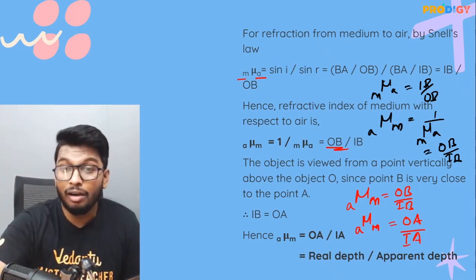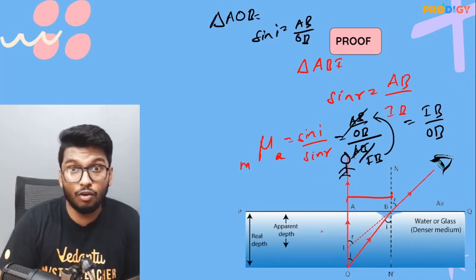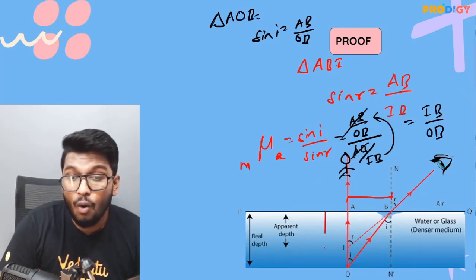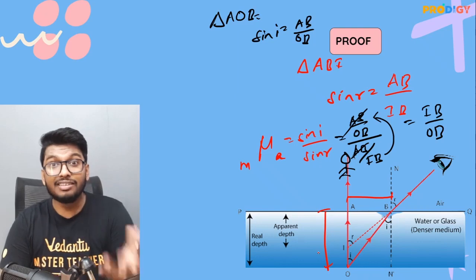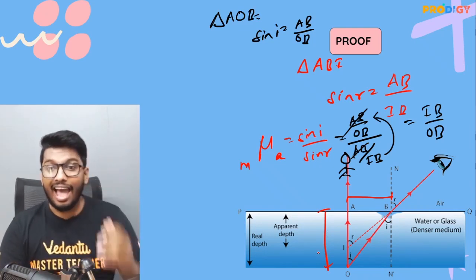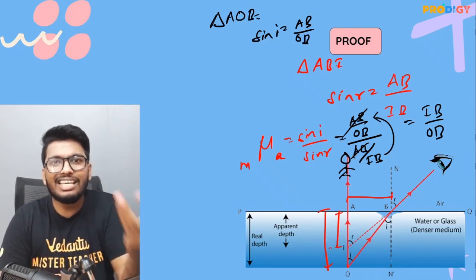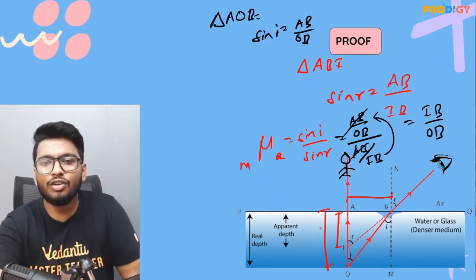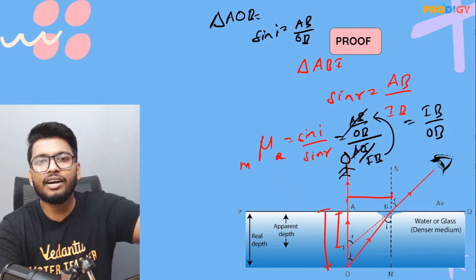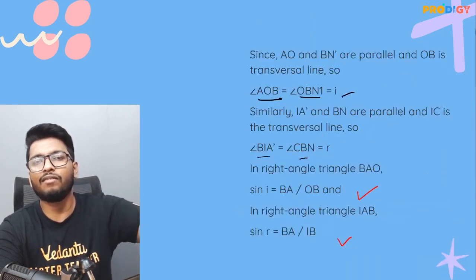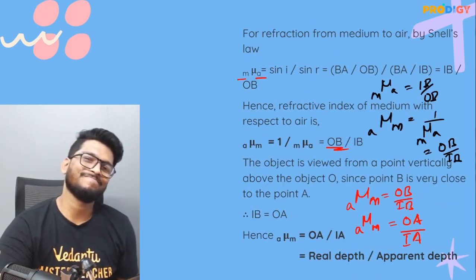Let me tell you why. If you go back to this diagram, you know that OA is nothing but the real depth of the object, that is where the coin is actually placed. And AI is nothing but the apparent depth, that is where you're seeing the image. So in other words, you're basically proving that real depth by apparent depth will give you the refractive index of that medium. That's all.